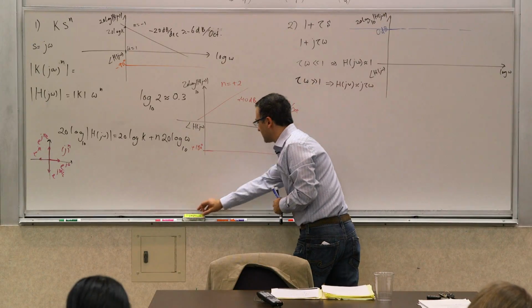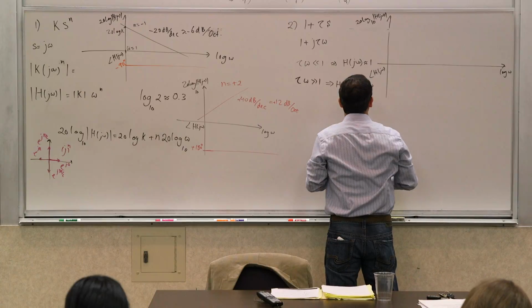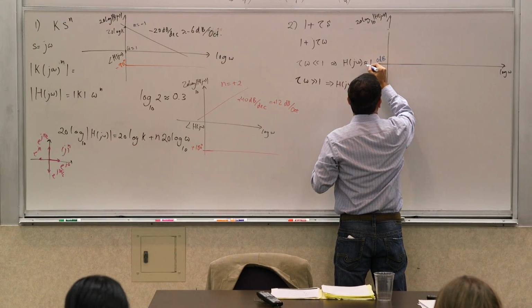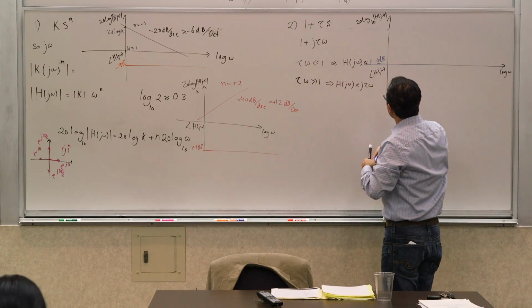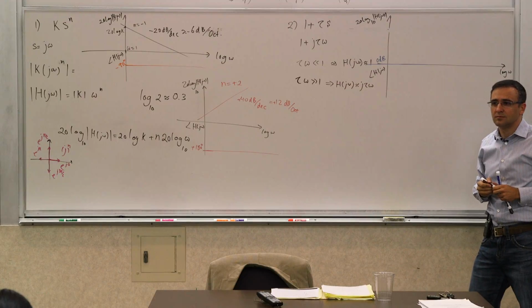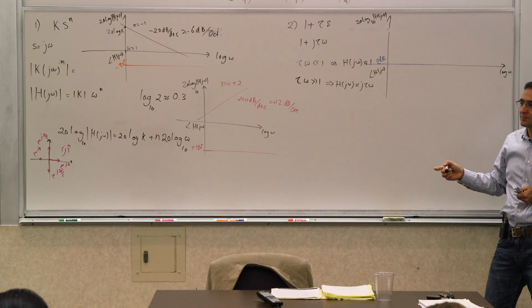Well, you know what? I made a mistake. Let's put my 0 dB a little bit lower. Let's just keep it here. So this is 0 dB. So this is my first asymptote. And my second asymptote, so now this second asymptote, what does this look like? We've already done something very similar to that.